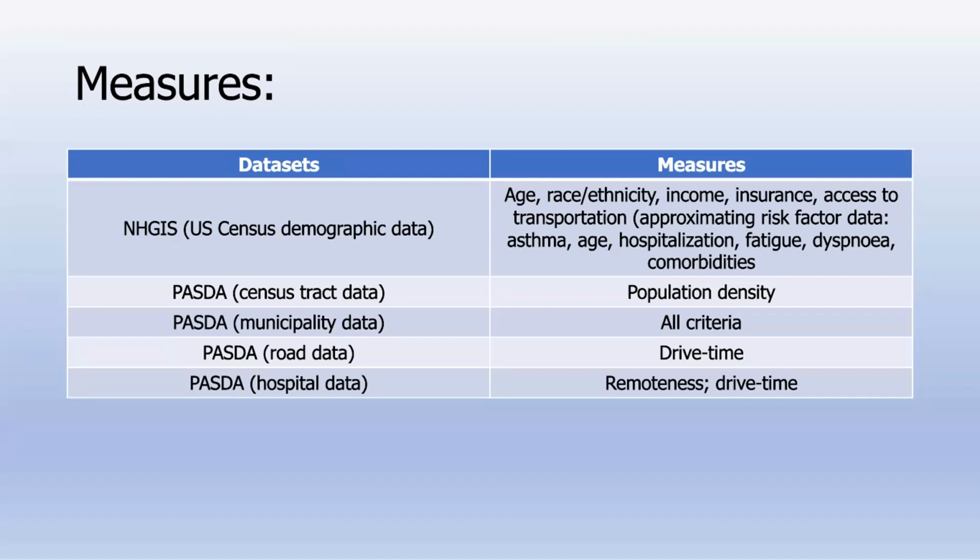Data for the risk factors has not been publicly available at the municipal level or below. So instead, with the aid of the literature, the demographic data was used to approximate the number of people who may be prone to these risk factors, which include asthma, age, hospitalization, fatigue, dyspnea, and comorbidities.